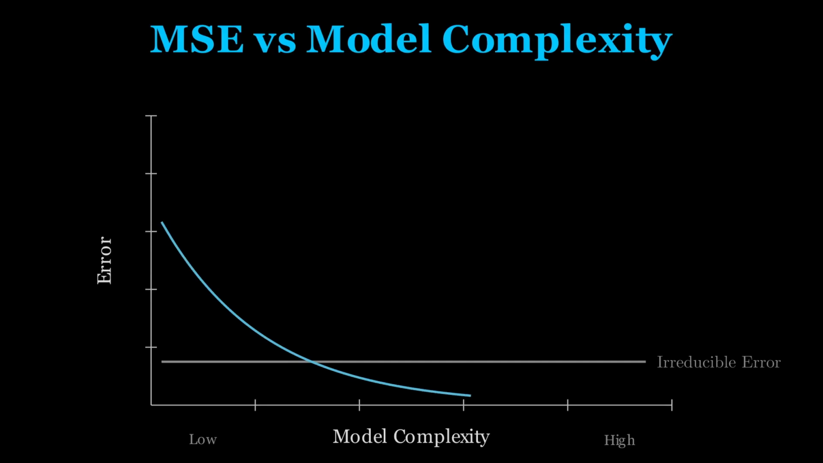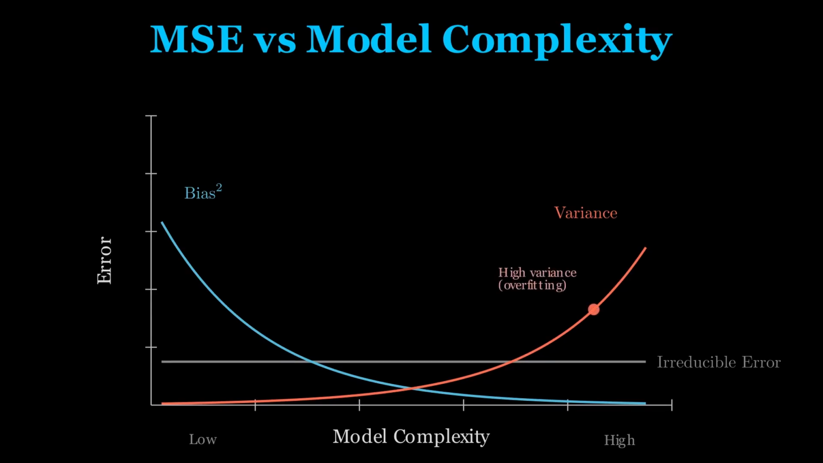Next, we have the bias squared. It starts relatively high and decreases gradually as model complexity increases. This indicates that simpler models have high bias, meaning they don't capture the underlying patterns well. When a model is too simple, it underfits the data. Now let's look at variance. It starts low and increases with model complexity. This suggests that more complex models are sensitive to fluctuations in the training data, leading to high variance. When a model is too complex, it overfits the training data.